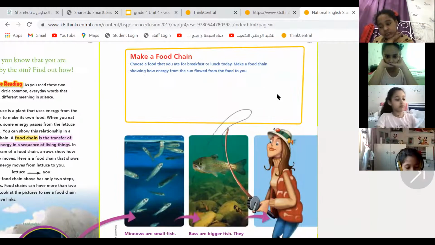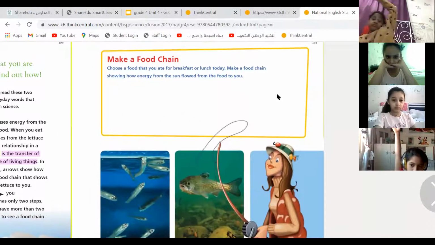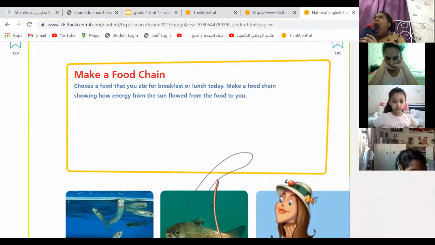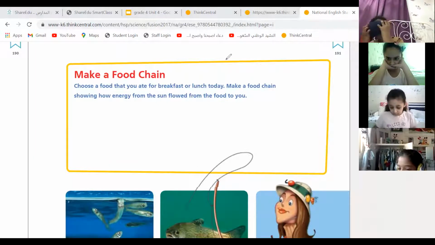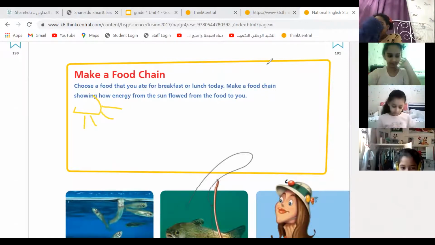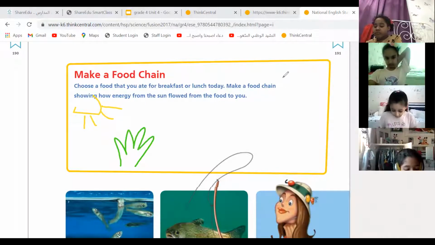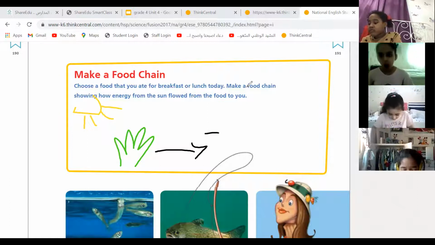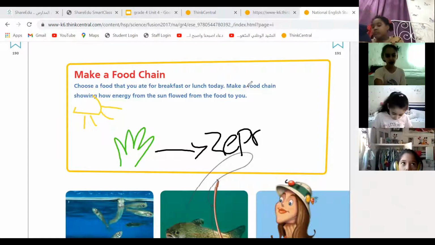Now, if I want you to give me an example of a food chain, who can do that? Yes, Leanne, let's think together. How can we make the food chain? We could start by the sun. Excellent. So we always start by the sun and then? Plants. Yes, plant. And then, let's say, who will eat this plant? A zebra. Okay, zebra. After the zebra, the lion will eat the zebra.